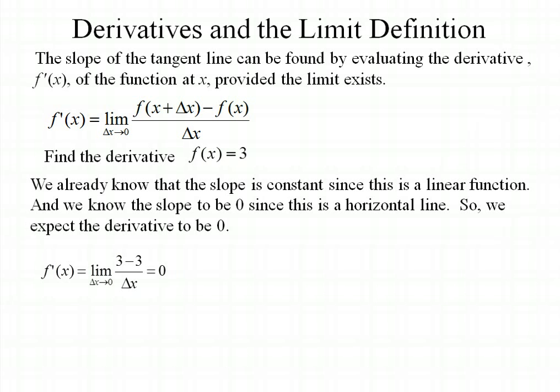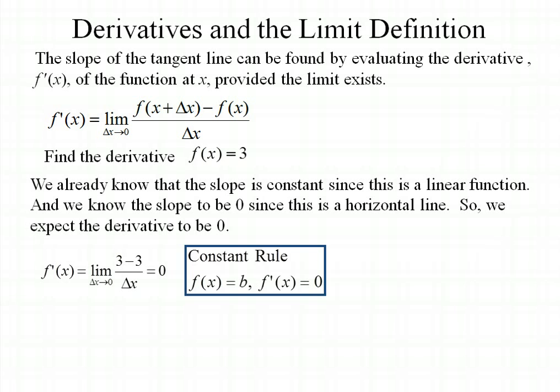So in our numerator we have 3 minus 3, which is 0, and 0 divided by delta x, which is a really small number, is still going to be 0. So our slope is going to be 0. And that can be true for any value that we have as a constant for our function. So anytime that we have a horizontal line, we're going to get our derivative equal to 0. So I just used f of x equals b, where b represents any constant.